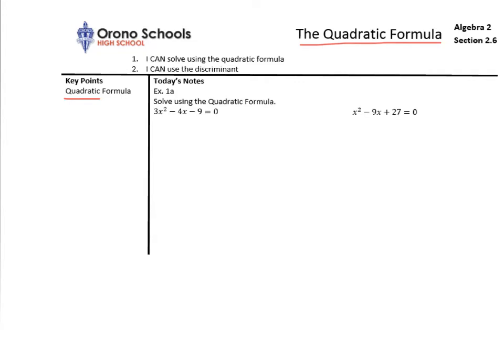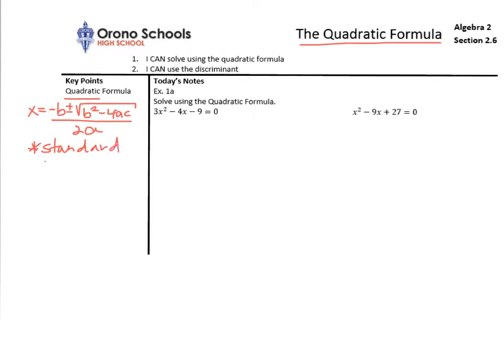If we're solving for x, we would write x equals negative b plus or minus, and then kind of a big square root, b squared minus 4 times a times c, all over 2 times a. If we're using the coefficients for a, b, and c, that means our equation needs to be in standard form.